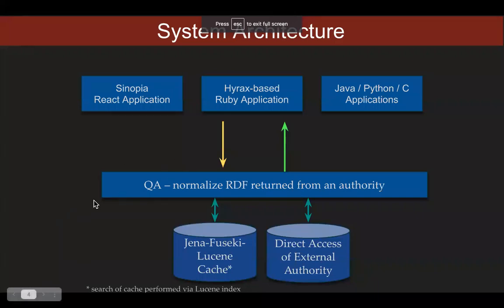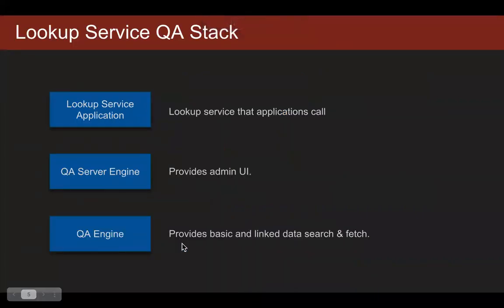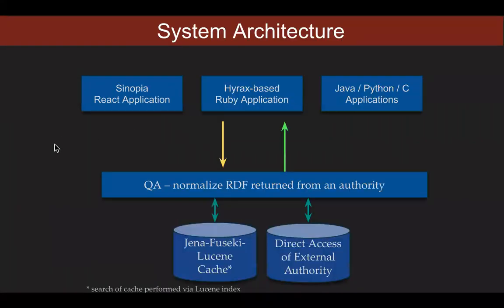What that looks like is QA engine is what is in the Samvera community. And for the LD4P grant, we wrote a QA server engine that provides an administrative UI. And then from that, we create an application that serves as the lookup service. So that's a standalone Ruby application that has these three pieces of infrastructure inside it.